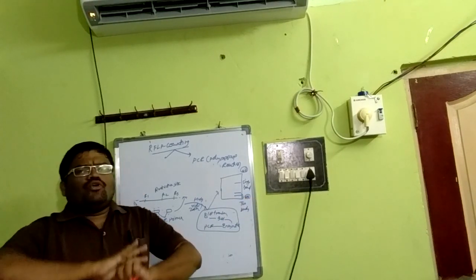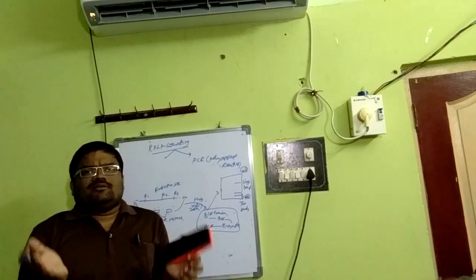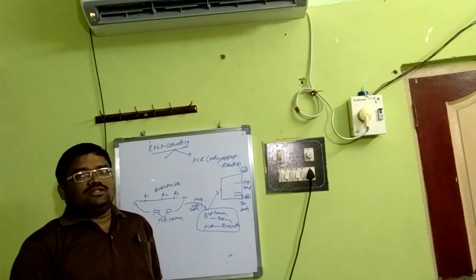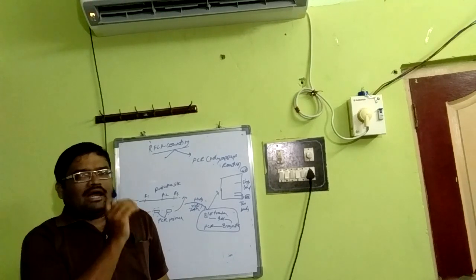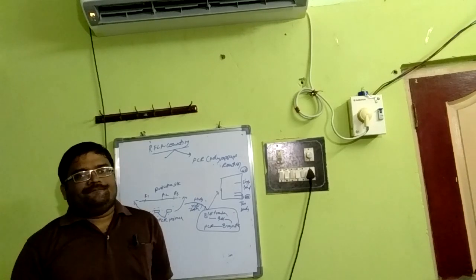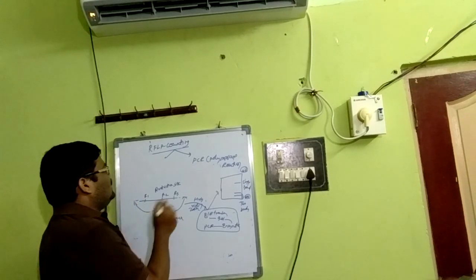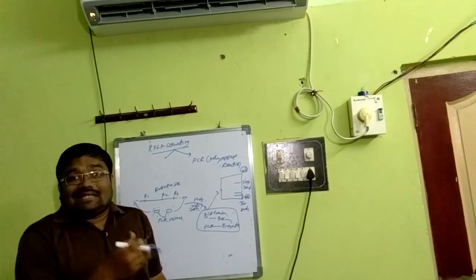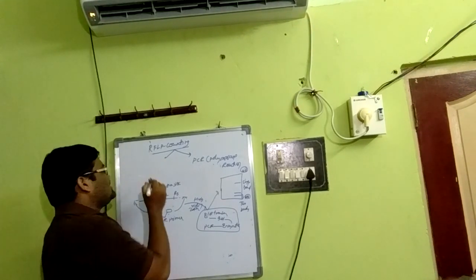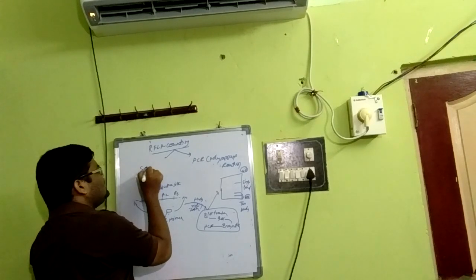So I told you already the overall role of RFLPs: genetic mapping, identifying a disorder gene. Apart from gene identification and gene mapping, they are also useful in DNA fingerprinting. Then, as I told you already, the classical examples pertaining to the role of RFLPs, say sickle cell anemia.